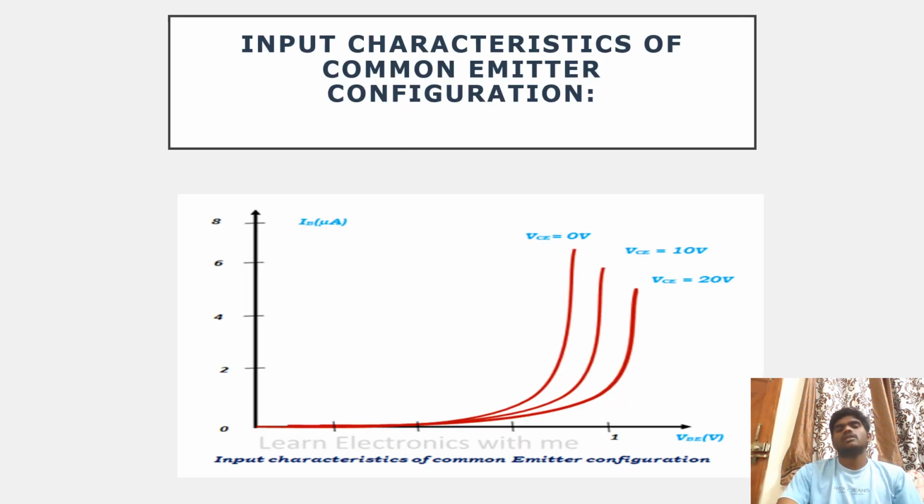And the input characteristics of a common emitter configuration. So these are the input characteristics. As you see, on the y-axis there is IB in microamperes, and on the x-axis VBE voltage. As it is increasing, VCE equal to 0 V, then 10 volts and 20 volts.